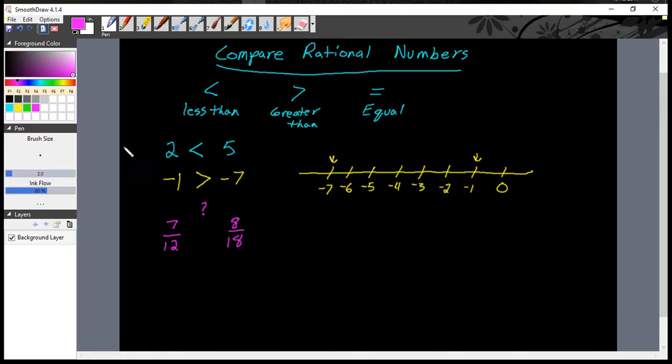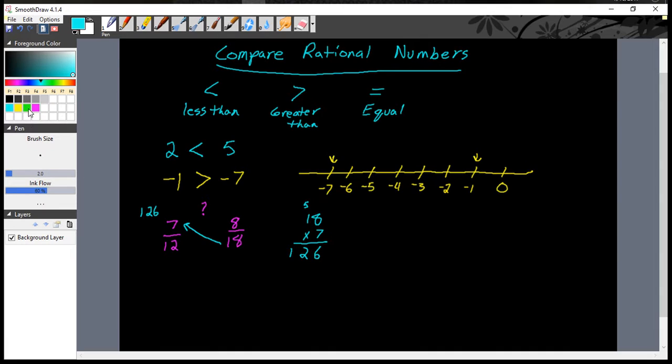So the first thing I'm going to do is 18 times 7. I'm going to cross multiply, start with the denominator, and multiply by the other fraction's numerator. So I'm going to do 18 times 7. 8 times 7 is 56. 7 times 1 is 7, plus 5 is 12. So this is 126. And over here on the side, I'm going to write 126.